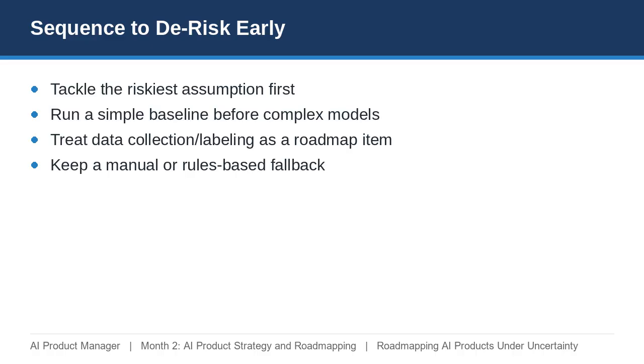Sequencing matters. Front-load the biggest uncertainty, usually data assessment and feasibility. Don't polish UX before you know the model performs. Always run a simple baseline first, sometimes a heuristic is good enough. Give data collection and labeling their own timeline, and keep a manual fallback so you can deliver value while the model matures.